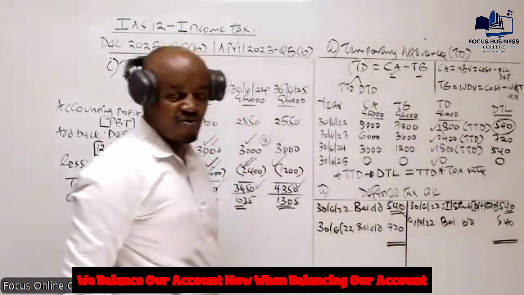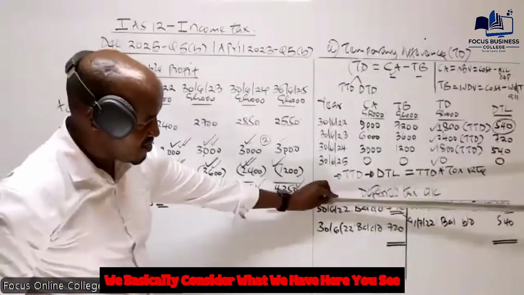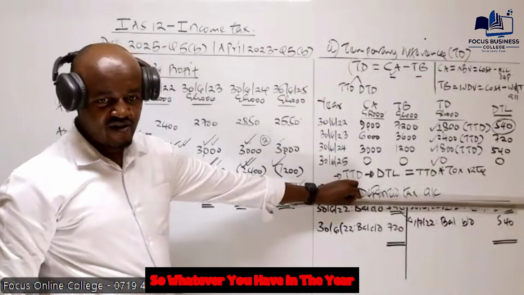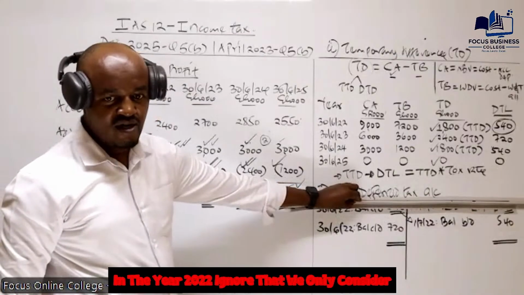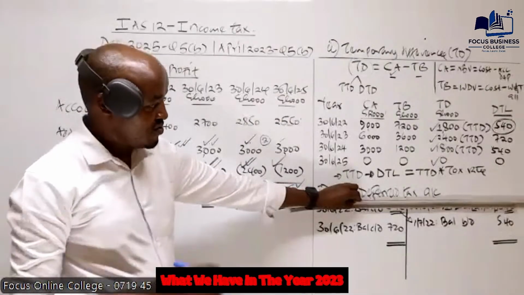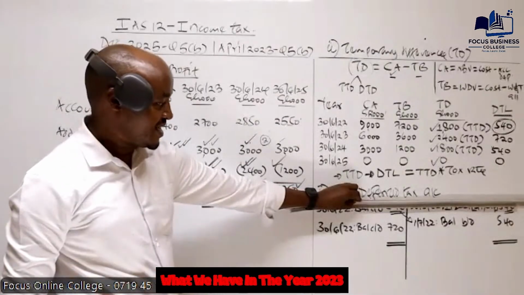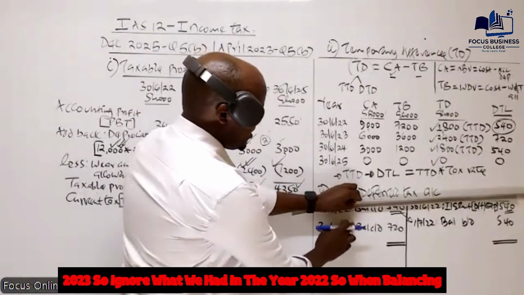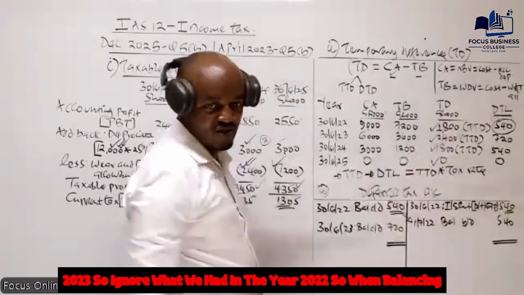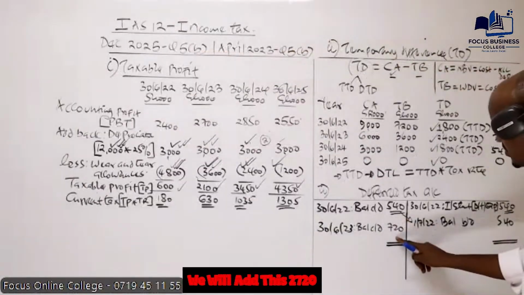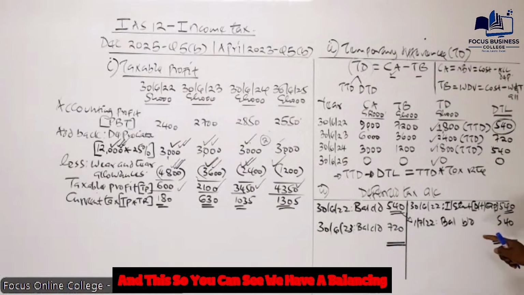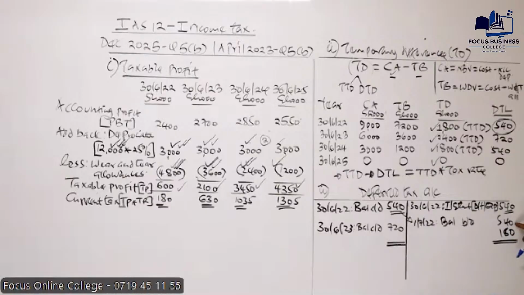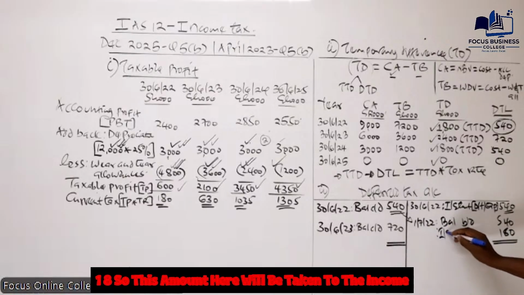When balancing our account, we only consider what we have in the year 2023. Whatever you have in the year 2024 is ignored, and in the year 2022, ignore that. So when balancing, we will add this, which is 720, and this. You can see we have a balancing figure, a difference on this side, of 180.